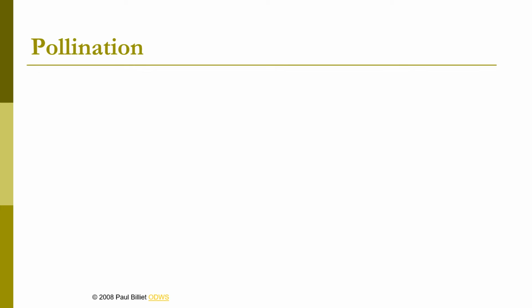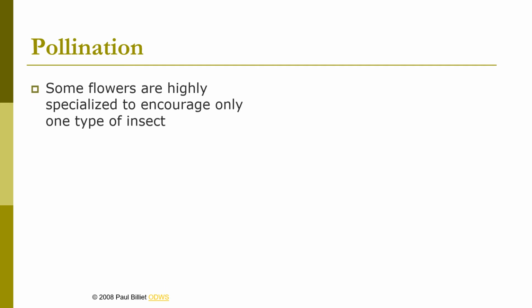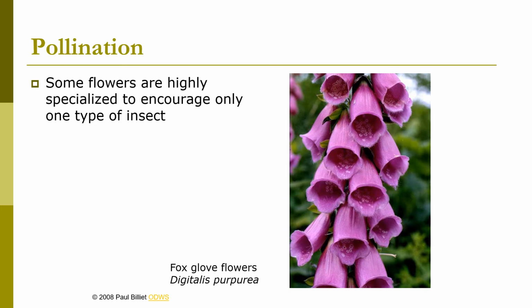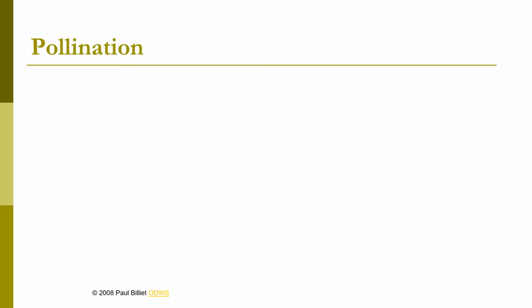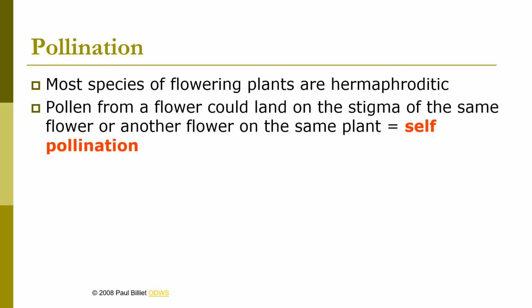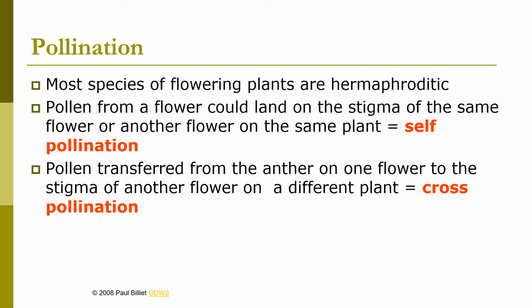One of the specialized characteristics of pollination is encouraging only one type of insect. Some flowers are highly specialized to encourage only one type of insect. Another characteristic of pollination is the following. First, they are hermaphroditic, which means they have two sexes. They have female and male gametes. With this, they can undergo the so-called self-pollination and cross-pollination.